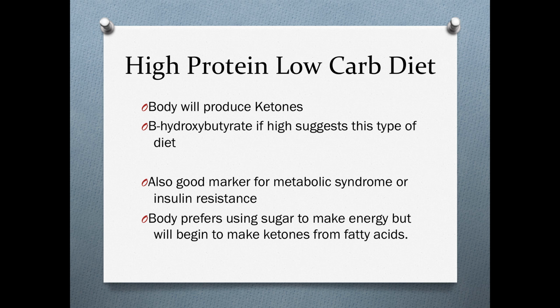At times, and especially these days, a lot of people are on a high protein, low carb, Atkins type diet. This will produce ketones in the body. Now, if the person is not on a ketone diet and they have a high beta hydroxybutyrate, this is a good marker for metabolic syndrome or insulin resistance. Our body really prefers using sugar to make energy, but will begin to make ketones from fatty acids when necessary.